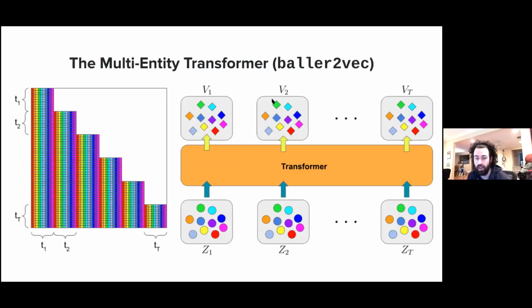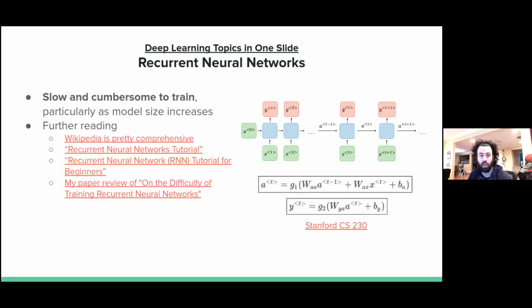And so the F that we're going to be using is a multi-entity transformer, baller2vec, which is what we introduced in our paper. But before I get into the details of that model architecture, I want to quickly review a few different deep learning concepts that are relevant to why we went with this multi-entity transformer.